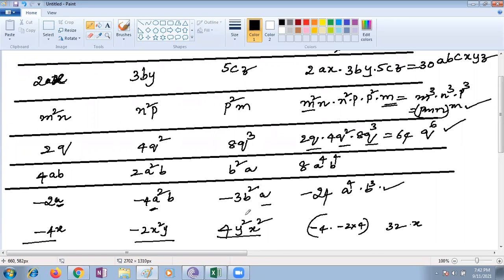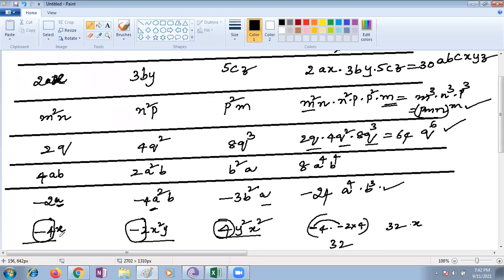Yes, ma'am. I'm not understanding. See, Ayush, first the numerical part you have to take. What is the numerical part? -4, -2, and 4. So -4, -2, -4, +4. So minus into minus is plus. 4 2s are 8, 8 4s are 32.